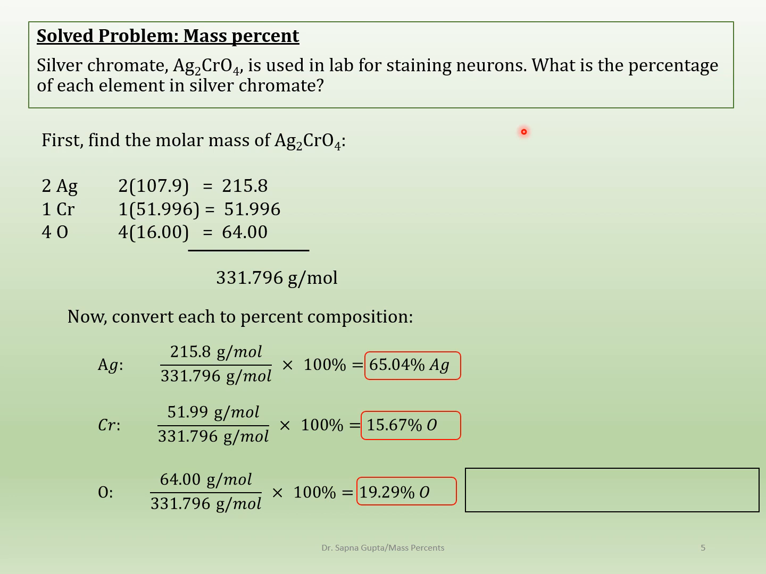So silver chromate, which is given, the formula is given here, is used in the lab for staining, and what is the percent of each element in silver chromate? So to find that out, you first need to find the total mass of silver chromate, which we have already done before, so no need to go over it. Just make sure that all the masses are correct, and then everything should be fine.